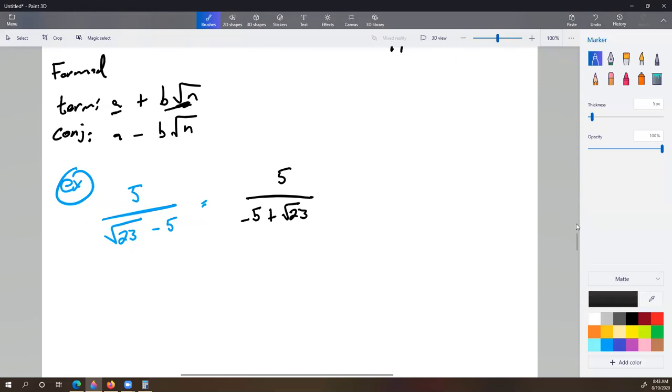Now, I said earlier, we want to multiply by the conjugate in order to get rid of the root sign. But this is a fraction. We got to do this nicely. We got to do this fairly. We got to do this evenly.